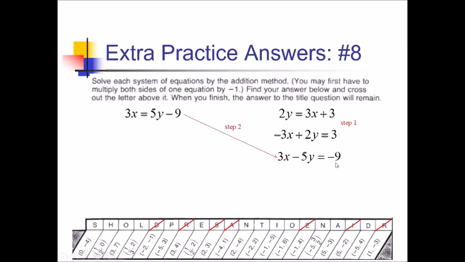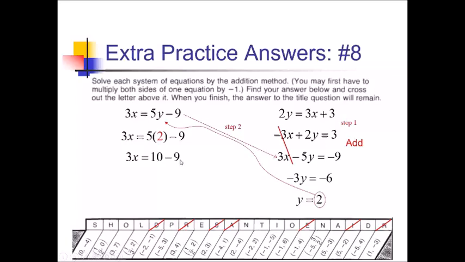Now this is a nice coincidence here. If I add these equations together, the negative and the positive 3x are canceling. Next we have 2y plus negative 5y, which is negative 3y. And 3 plus negative 9 gives us negative 6. Dividing both sides by negative 3, we have y equals 2. Plugging that 2 back in over here, doesn't really matter whether it's in standard form or not. We have 3x equals 5 times 2 minus 9. So 5 times 2 is 10. And if I subtract 9 from that, obviously I have 1.